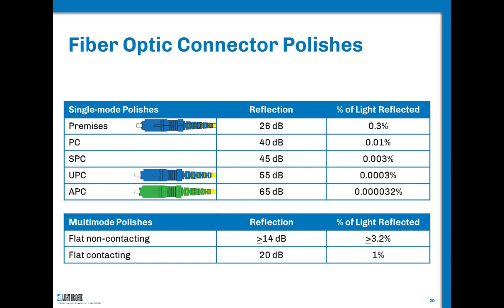But you can see how these have changed. But one of the key points I want to talk about is those that have had fiber systems put in for decades. Because when you put that system in, if you put it in 1990, the best polish you could have got was a PC at 40 dB.